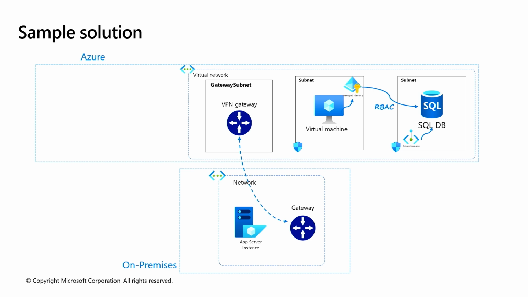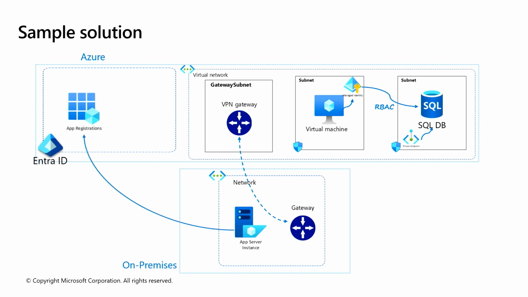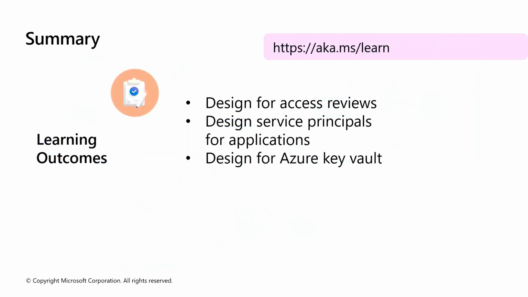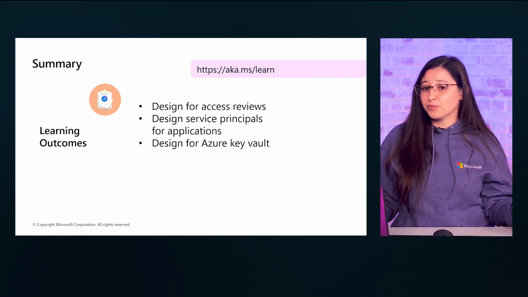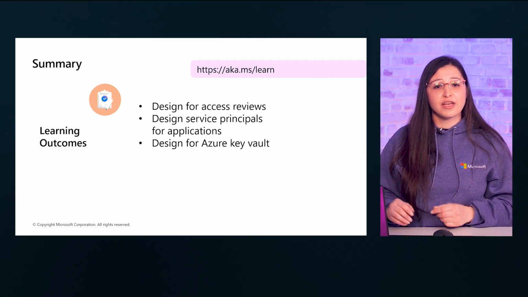To allow the external app server to access the SQL database, we will use Entra ID. We will register the application to Entra, which will create the correlating service principal or enterprise application. Now, we can use role-based access control for secure, granular access to our database. In this session, we have designed for access reviews, service principals for applications, and for Azure Key Vaults.